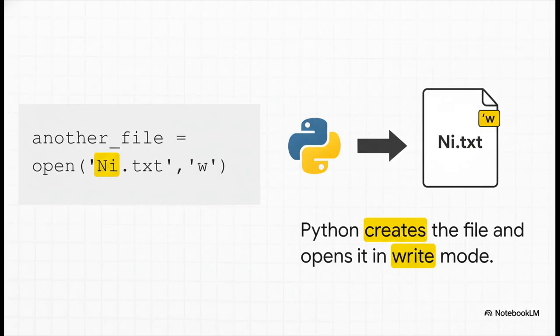Right, here we go. First line, we're opening a file called ni.txt using W for write mode. Now, since this file probably doesn't exist yet, Python just goes ahead and creates it for us. Super helpful. But if it did exist, poof, this line would have wiped it clean.